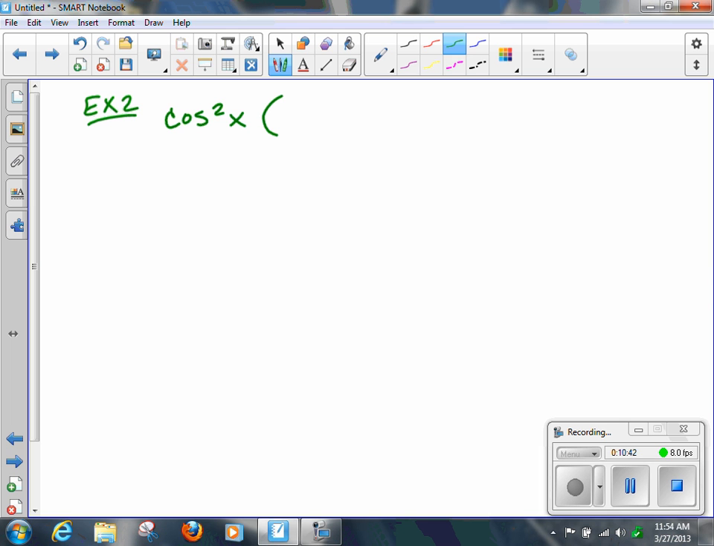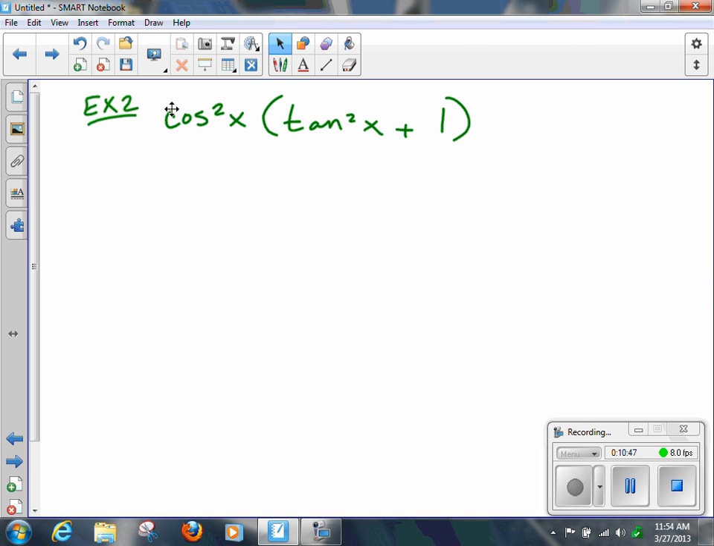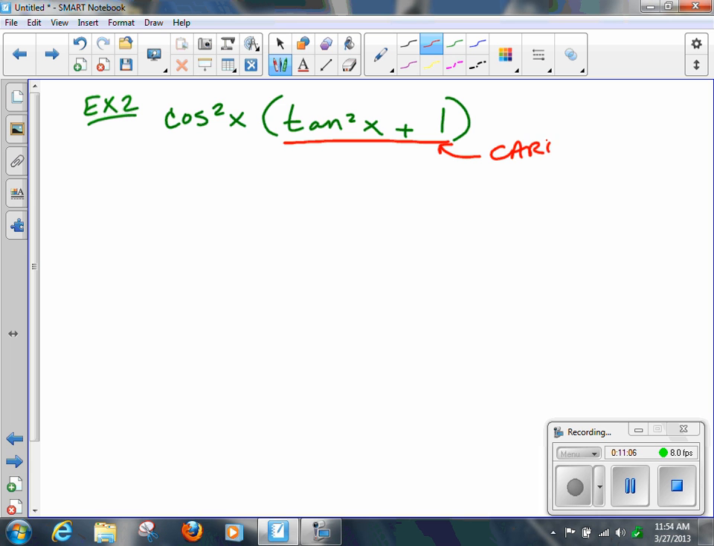Cosine squared times tangent squared x plus 1. Now, if I have a binomial, where do I want to look immediately? Look at your card. If you got that binomial, you need to look at the card. Is there anything on the card that looks like tangent squared x plus 1? Secant squared. All right, so look. So now I'm going to rewrite cosine squared x times secant squared x, right?